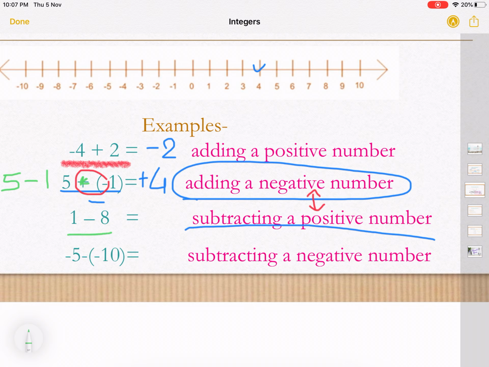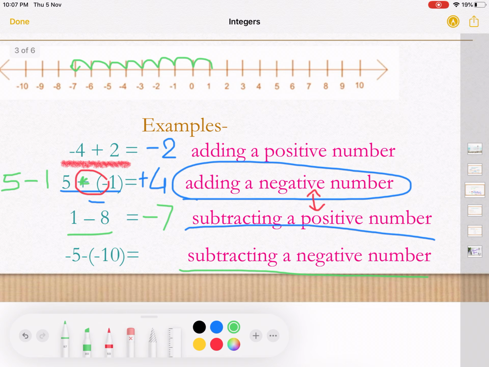Alright, now let's solve this. Now, we have to move to the left side and are starting at 1. So, first we will start from 1 and move left 8 times. So, we will go 1, 2, 3, 4, 5, 6, 7 and 8. And we land on -7. So, -7 is our answer. Alright, now subtracting a negative number.